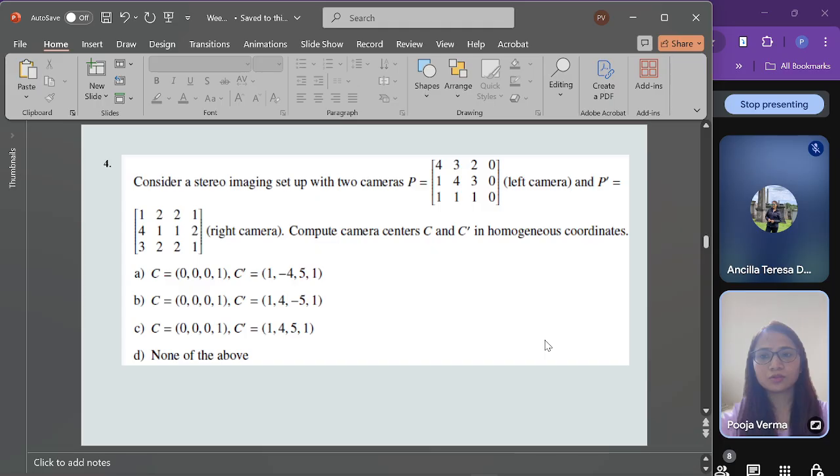Okay. So now moving to the next question. Now the next question is: consider a stereo imaging setup with two cameras. P is the P matrix for the left camera and P dash is for the right camera. Compute the camera centers C and C dash in homogeneous coordinates. So here the left camera matrix and right camera matrix are given. Now we have to compute the camera centers for both P and P dash in homogeneous coordinates. Okay. So how can we calculate it?